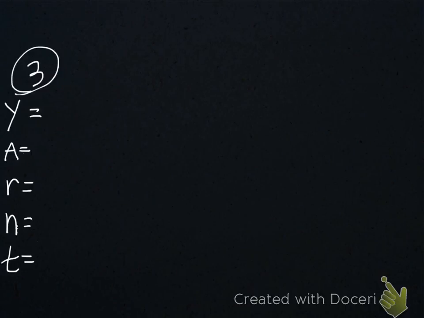Number 3. Find the value of $1,000 deposited for 8 years in an account paying 8% interest compounded semi-annually. Okay, if it's deposited, that's the amount I started with. So the 1,000 is the A value. 8 years is my time. It's paying 8%, so R is 0.08. And it's compounded semi-annually. That's every 6 months. That happens twice a year. I'm looking for Y. So let's plug it in.